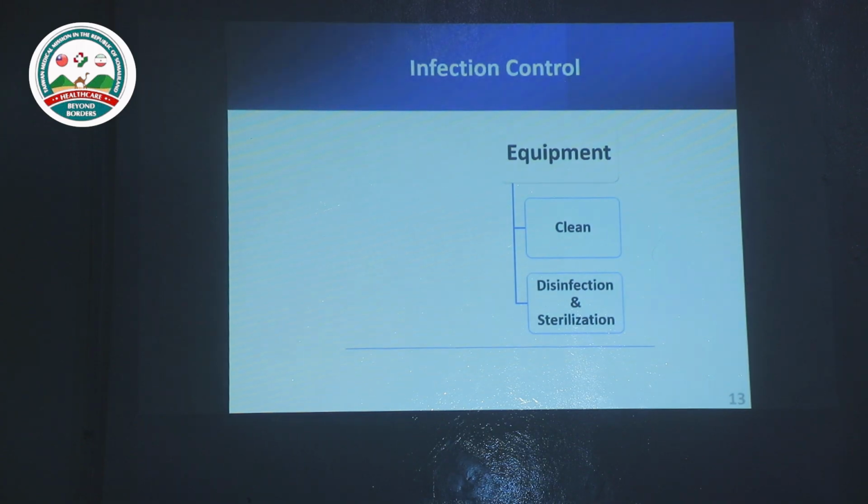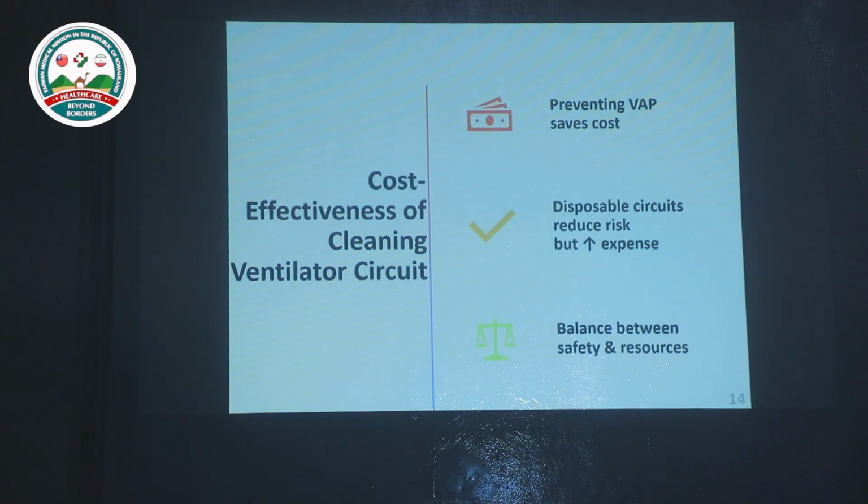Another thing I'd like to focus on is equipment. All equipment should be cleaned first. Then, according to the level of the item, some equipment will require disinfection and some need sterilization. The benefit of cleaning the ventilator circuit is, first, to prevent VAP, and this can save cost.